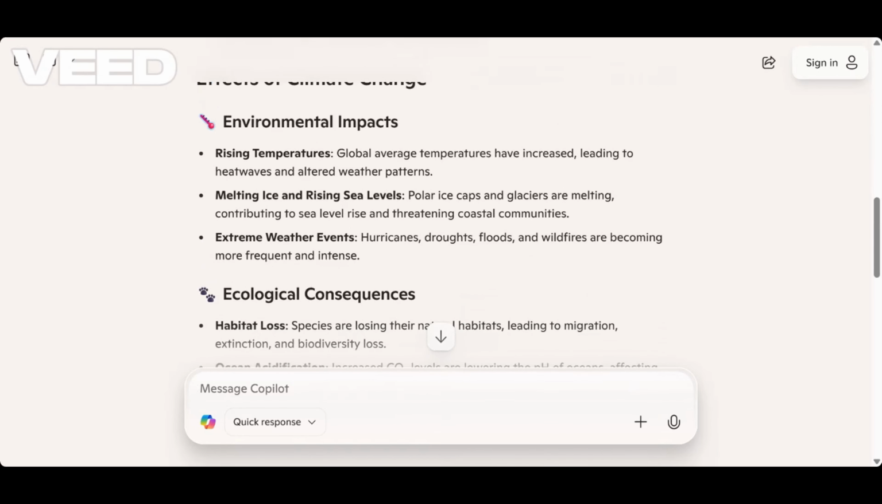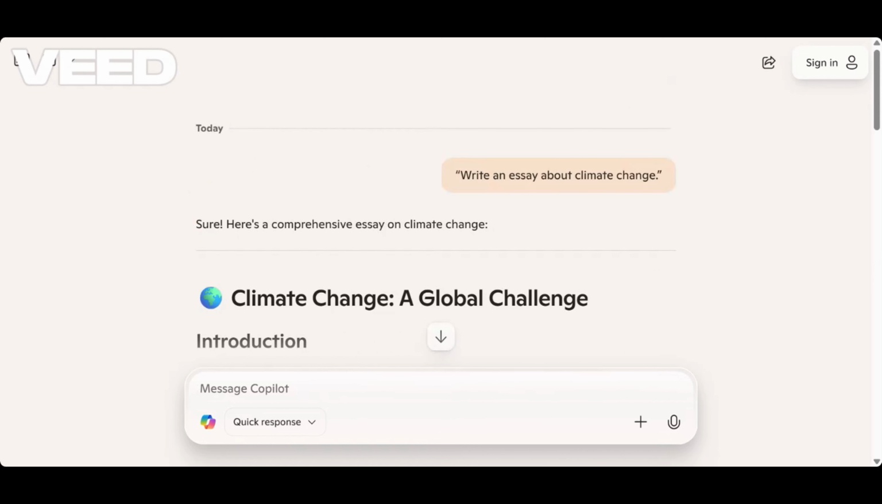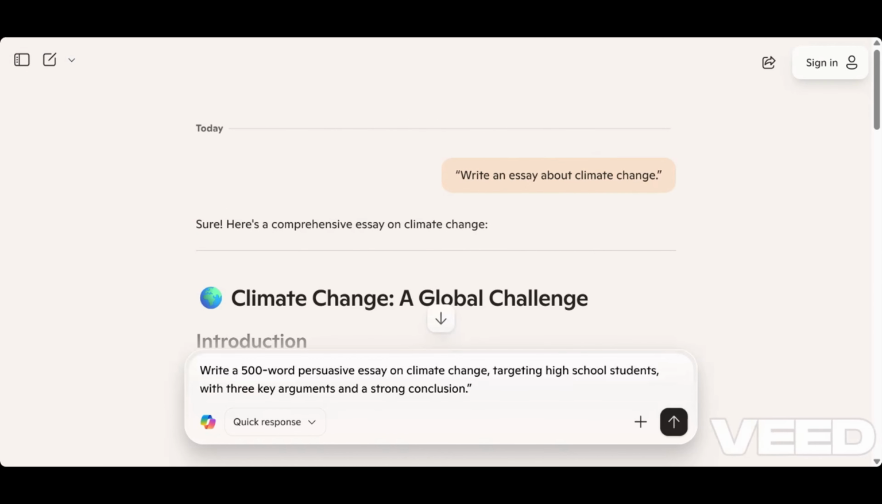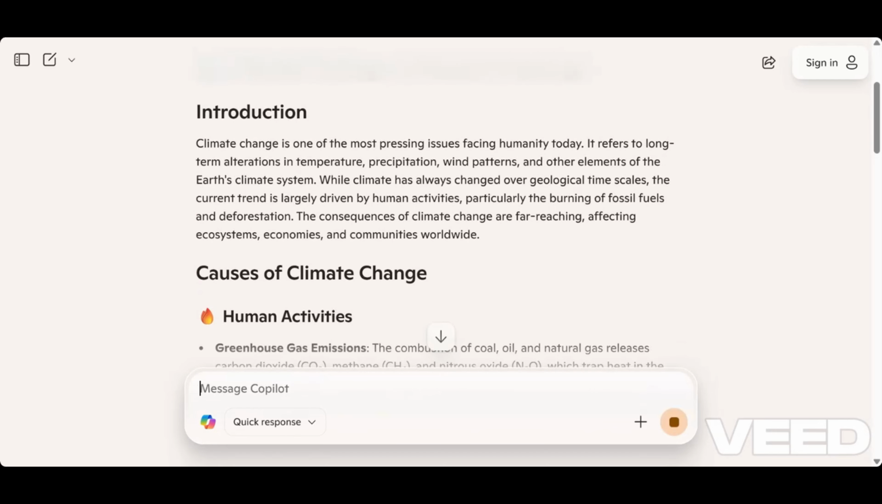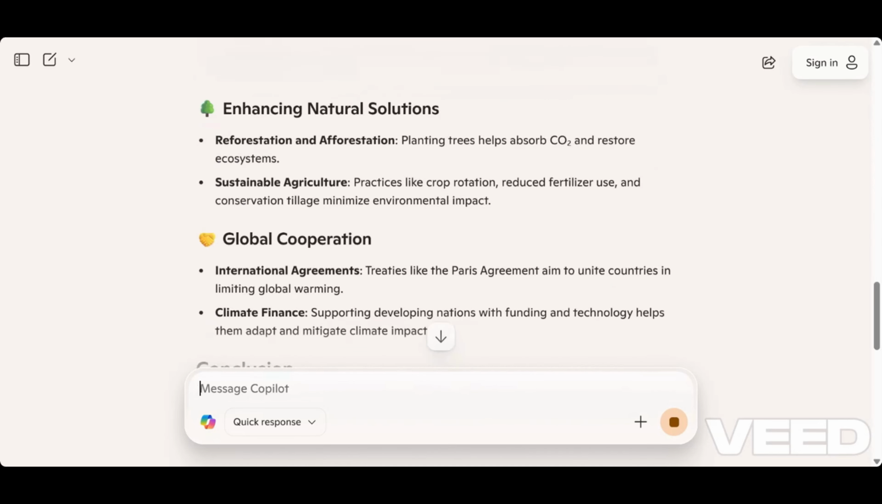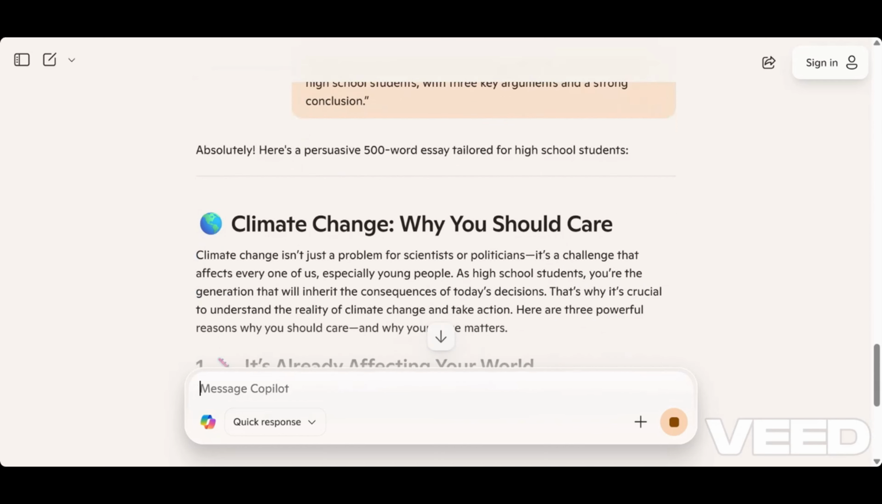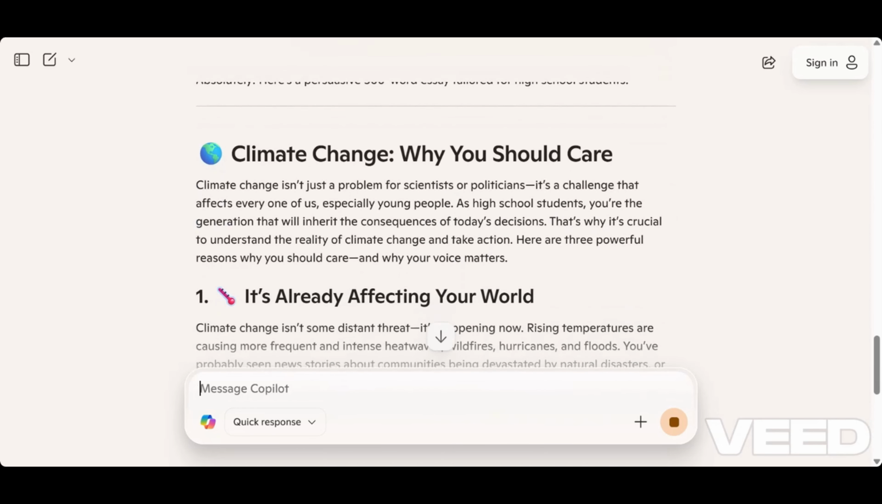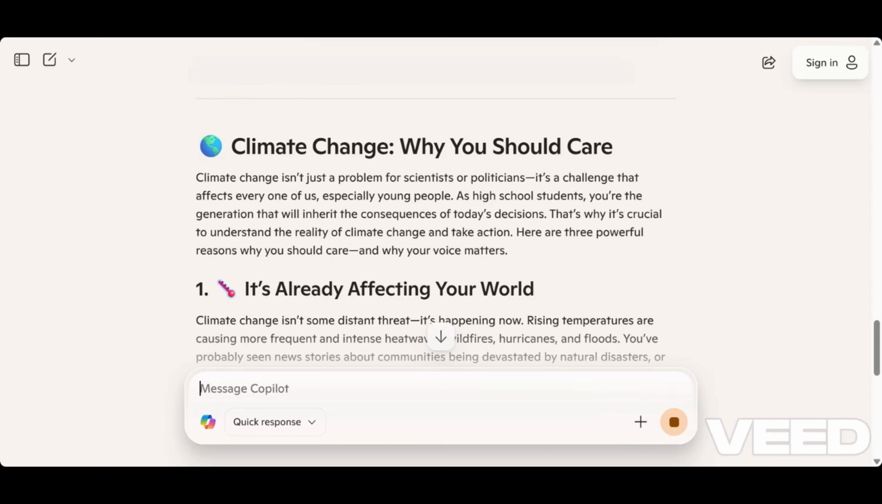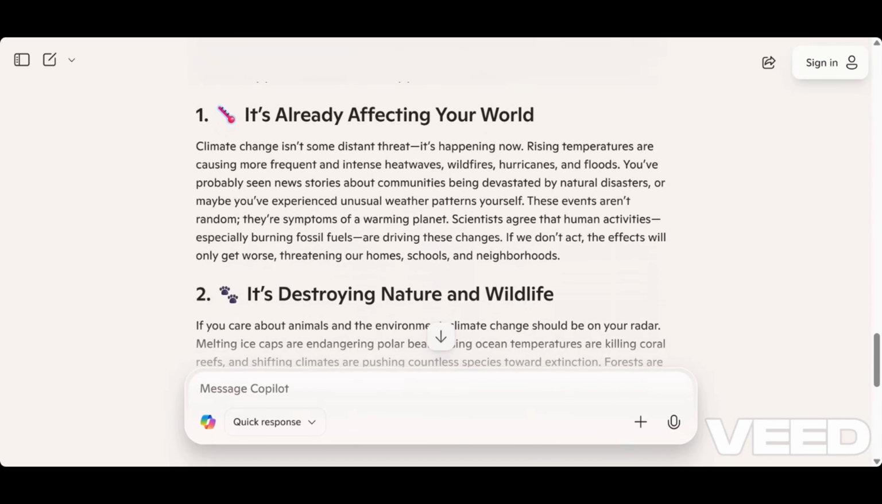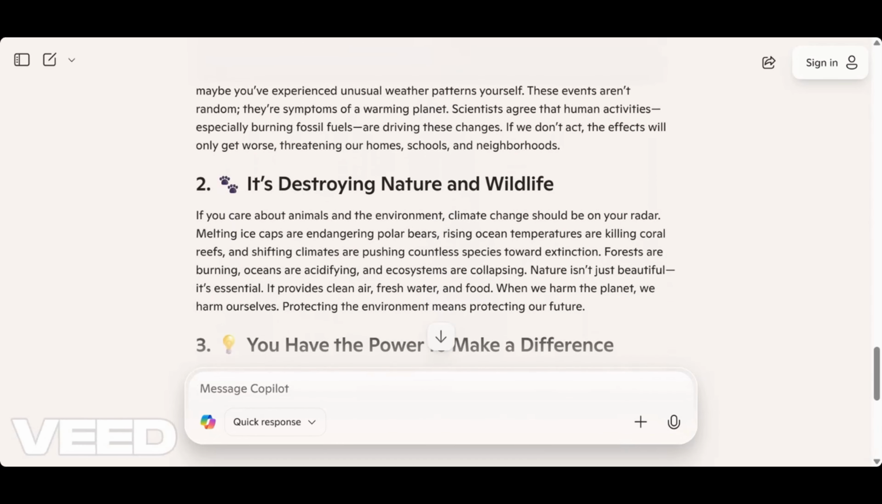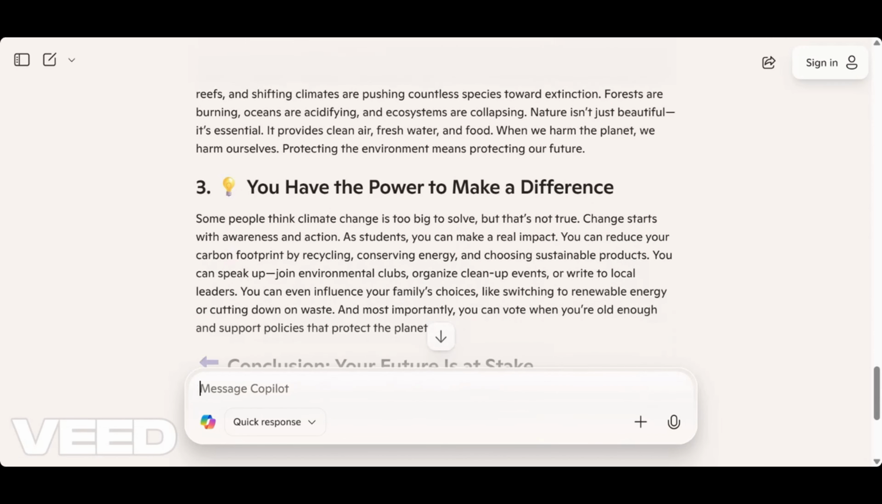So now that we put write an essay about climate change, we're now going to put write a 500 word persuasive essay on climate change, targeting high school students with three key arguments and a strong conclusion. Now let's see what we get. Right, we get climate change, why you should care. It's already affecting your world, it's destroying nature and wildlife. You have the power to make a difference.